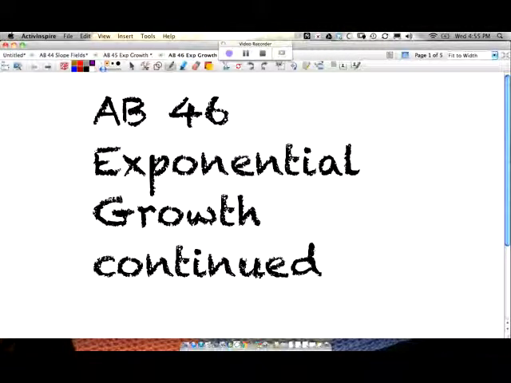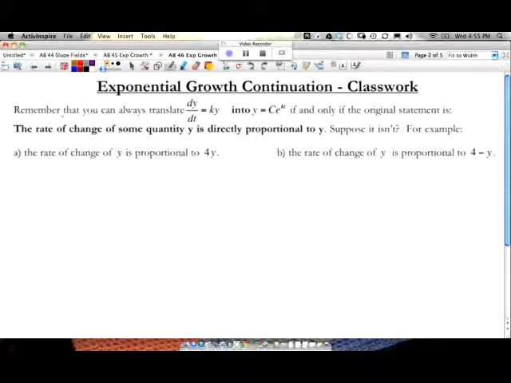All right, calculus, we are going to continue on with the idea of exponential growth. Just slightly more complex methods in working through these problems, but still the same idea. So earlier we looked at the idea of dy/dt = y, giving y = ce^(kt). If it said the rate of change, that's the dy/dt, of some quantity y is directly proportional to y, that's directly proportional means multiplied by k, that's what we would have.